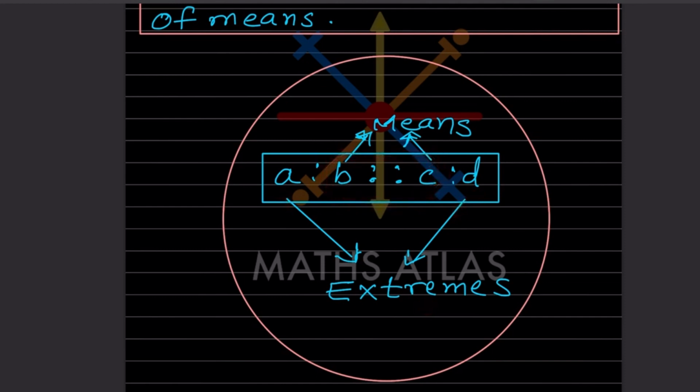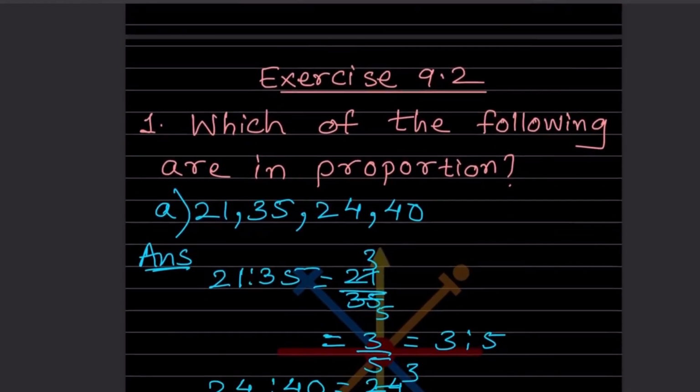So we have to multiply. That is going to be A into D, because the product is this side, right? A into D is equal to B into C. That will be AD = BC. In place of this, there will be some numbers. That's it. So now we will see the exercise.